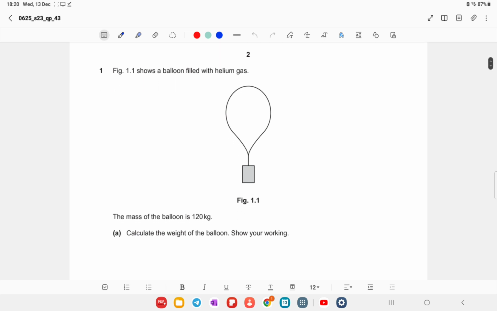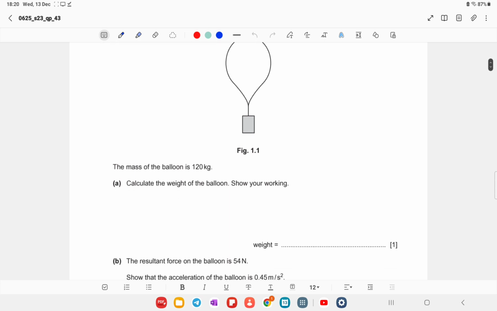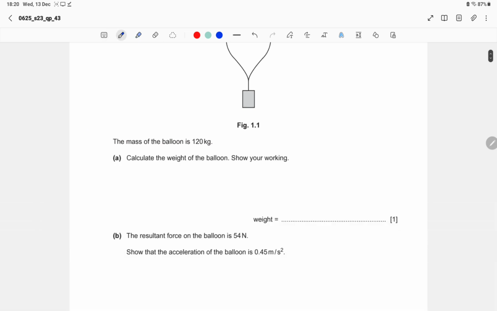Figure 1.1 shows a balloon filled with helium gas. The mass of the balloon is 120 kilograms. Calculate the weight of the balloon. Show your working. So, simply, you have to multiply this 120 with 9.8 to get your required answer, which is going to be 1176. So you can round it off to two significant figures, so it's going to be 1200 newtons.